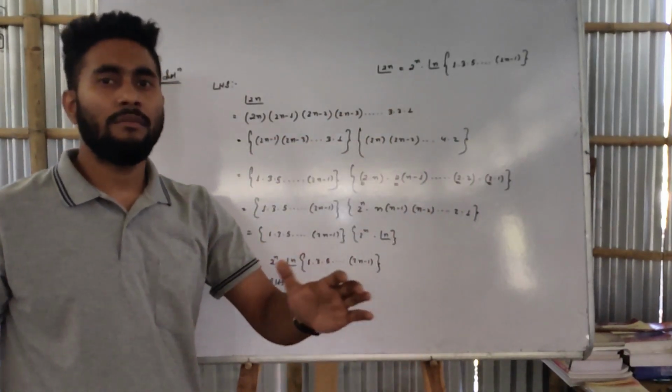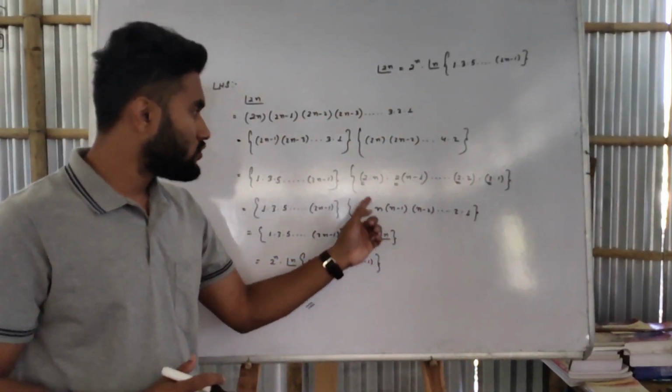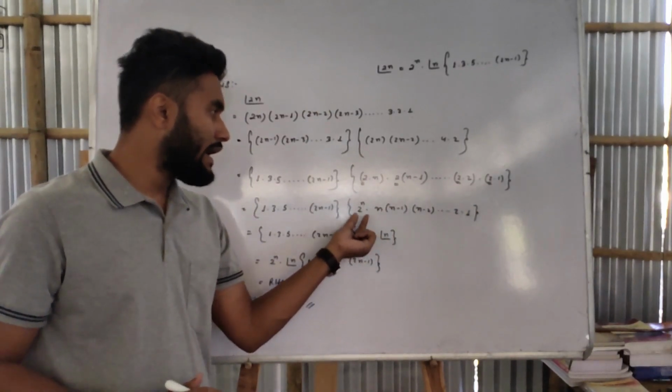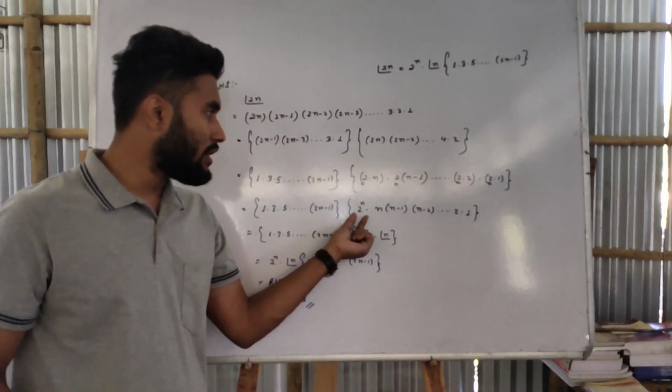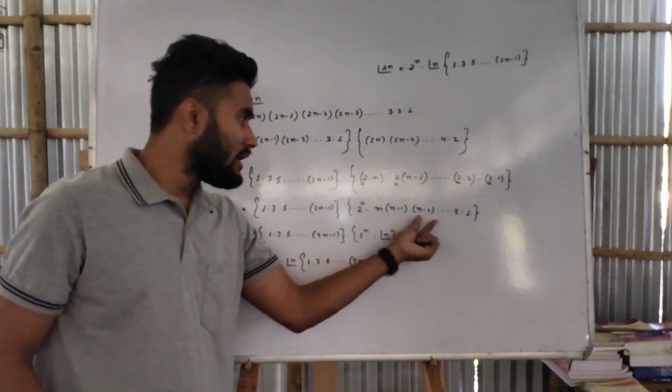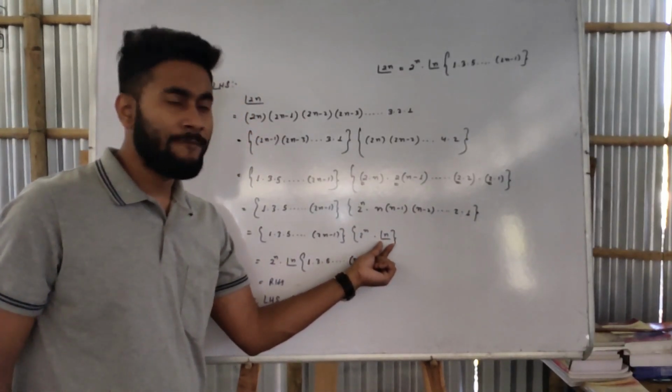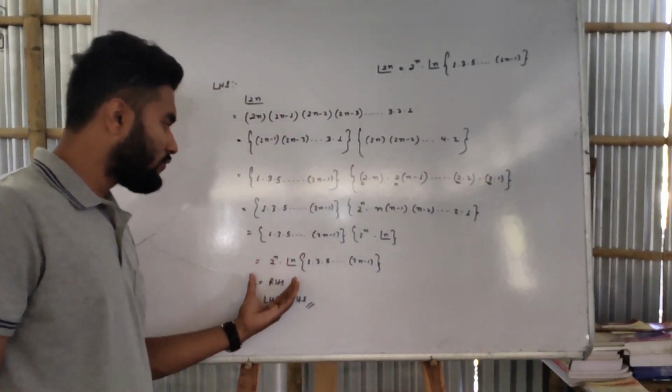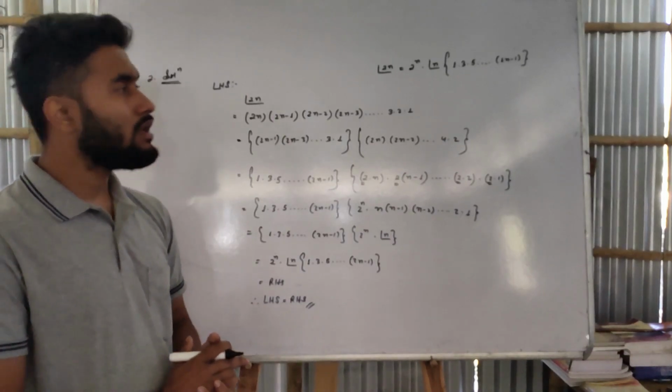How to get 2 to the power n? Multiply n number of 2's. So take 2 common from here. You can multiply n number of 2, that is 2 to the power n. Whatever will remain here is nothing but what? Factorial n, and then bring it to the front side. You can match with the right hand side.